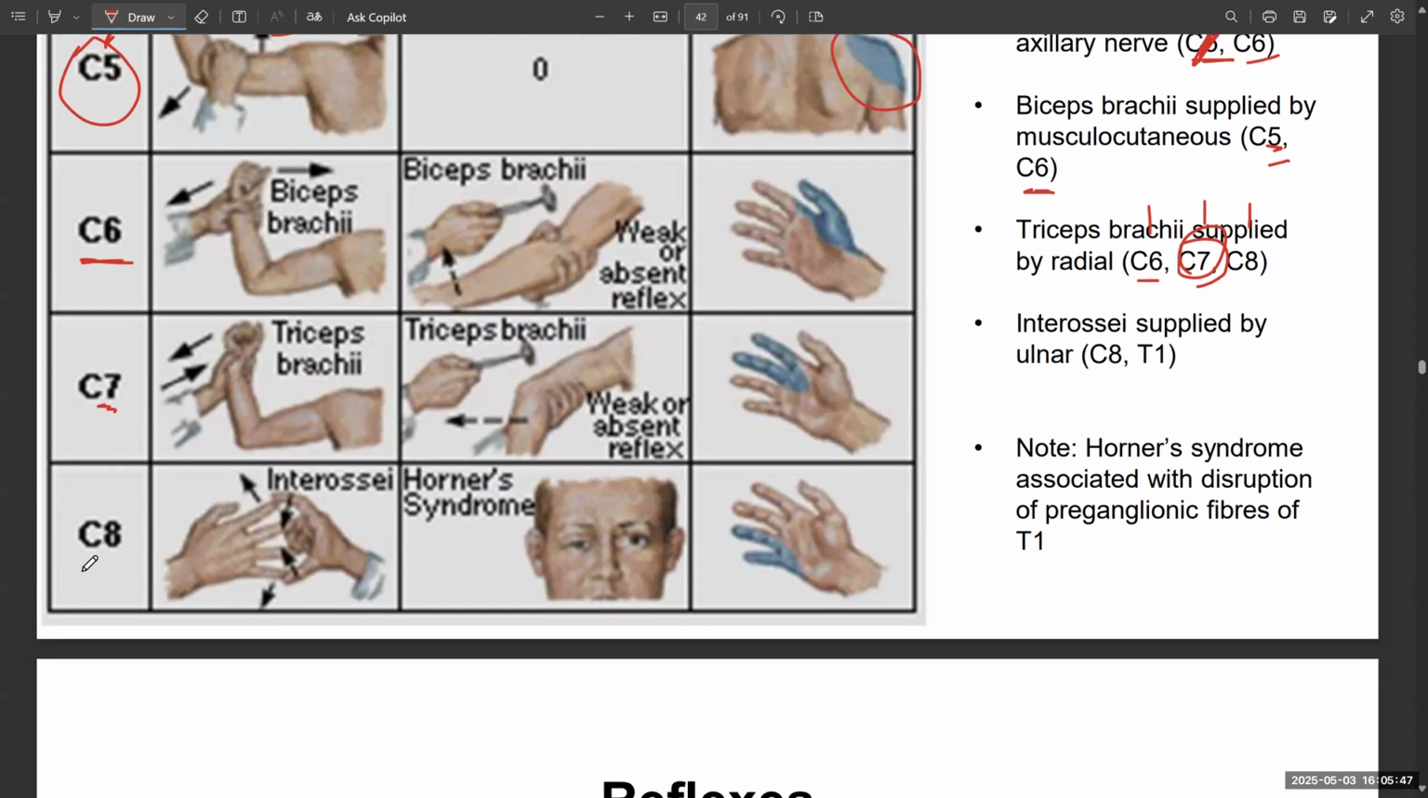Now, for C8, you have the interossei. If you have a lesion at C8, you're going to lose abduction and adduction of the fingers. So no abduction, no adduction of the fingers. And you also have an associated Horner syndrome. Horner syndrome only occurs if you have a disruption of preganglionic fibers of T1, which basically means sympathetic fibers. It's a little bit complicated for you, but just know this fact.